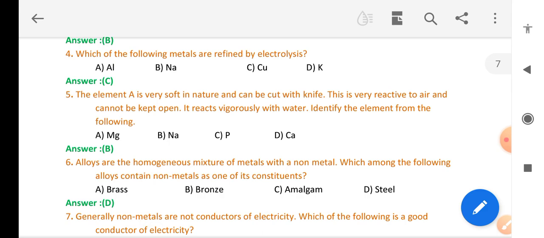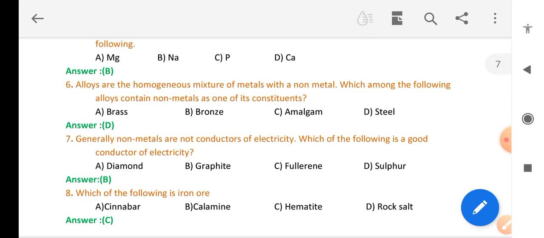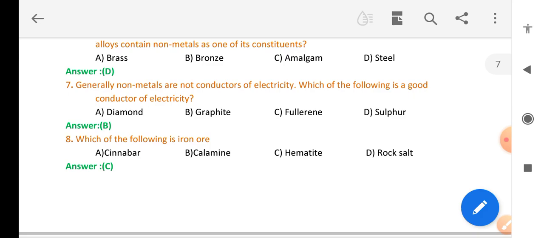Next, sixth question, alloys are homogeneous mixtures of a metal with a non-metal. Which among the following alloys contains a non-metal as one of its constituents? For this, steel is the main one, an alloy, a homogeneous mixture of metal. The correct answer is steel.